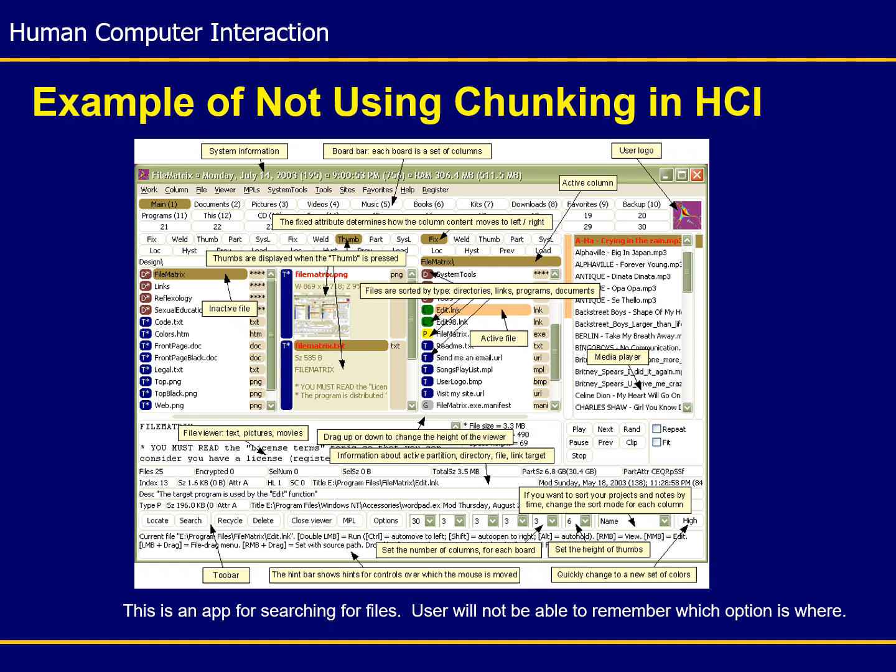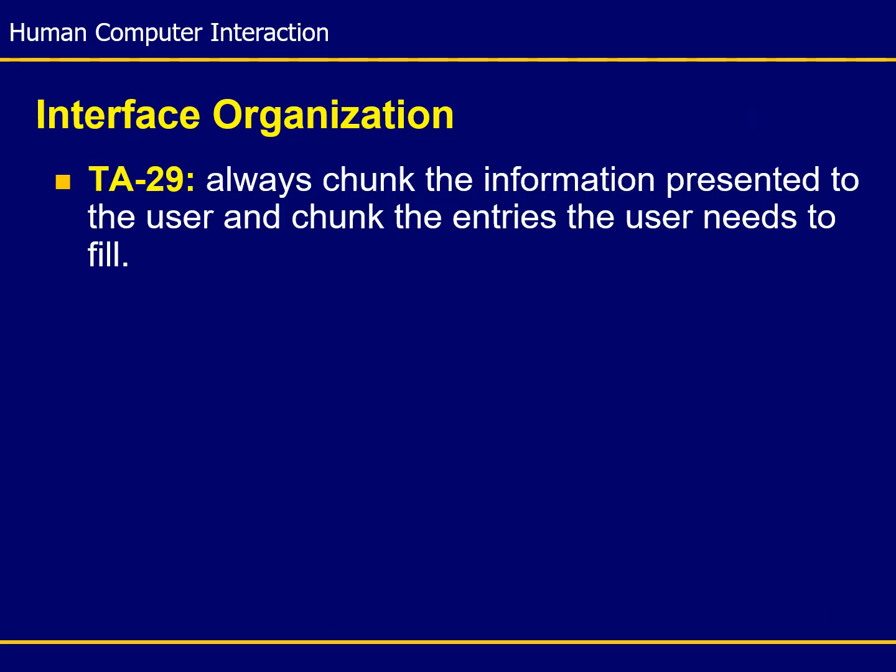And once you look at any specific component of this interface and you understand it, and then you go to other components, you will forget what you actually understood from that component. So you will go back to it and try to understand it, okay? That's if you keep looking at it and try to even understand it. So the takeaway: always chunk the information presented to the user and chunk the entries the user needs to fill, okay? Chunking is a golden rule that we always try to apply.